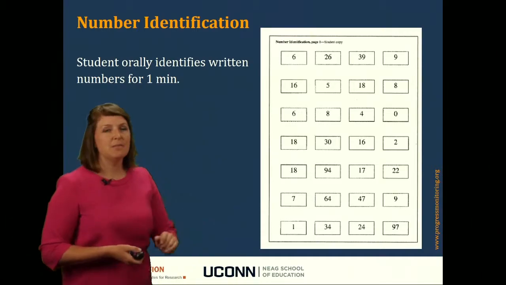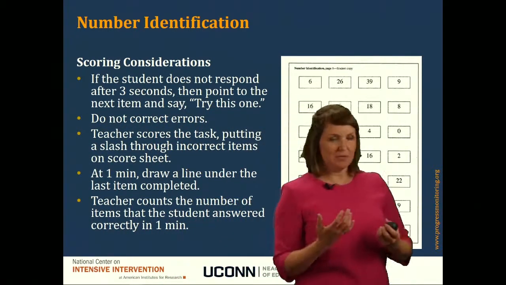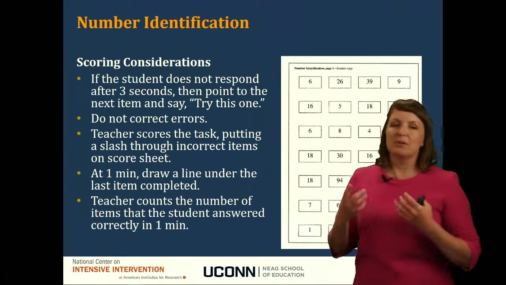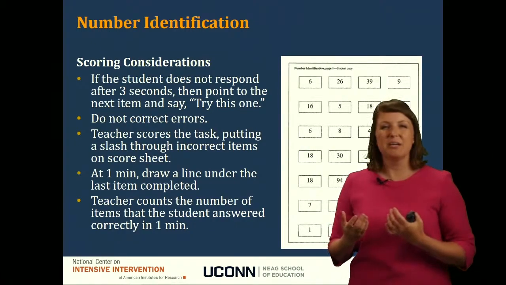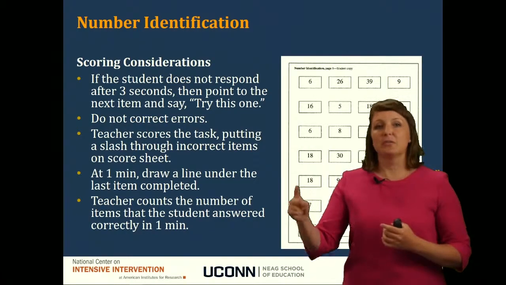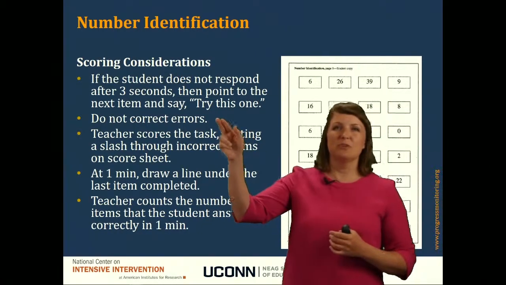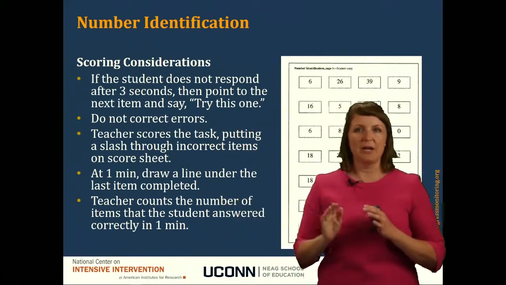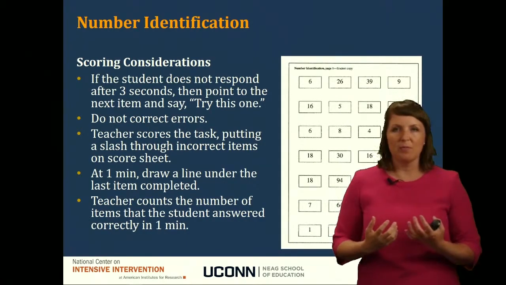Now, when you're giving a measure like this number identification, there are some scoring considerations that we want to think about. So we're timing for 1 minute. If a student makes a pause anywhere for like 3 or 4 seconds, you want them to go to the next item and you'll say, try this one. We are in an assessment situation, so never correct errors, right? Assessment is just for getting information. It's not a teachable moment.